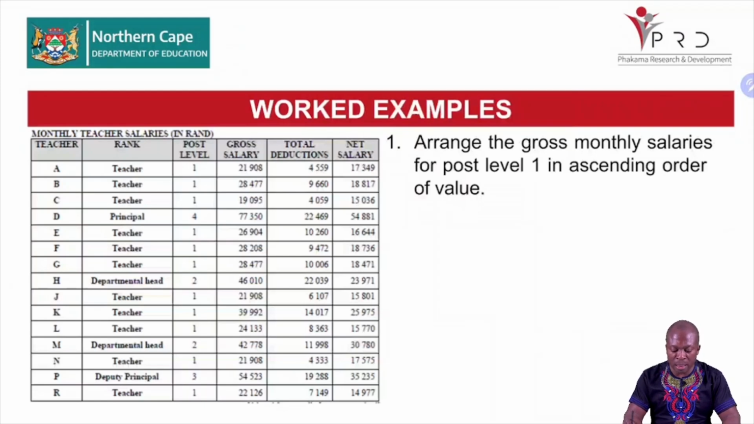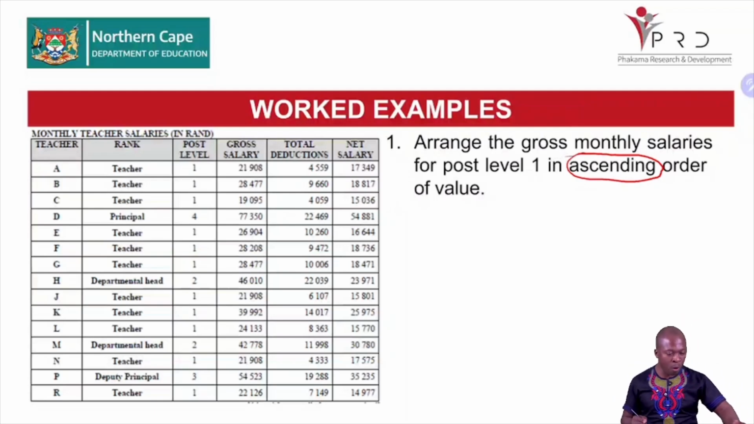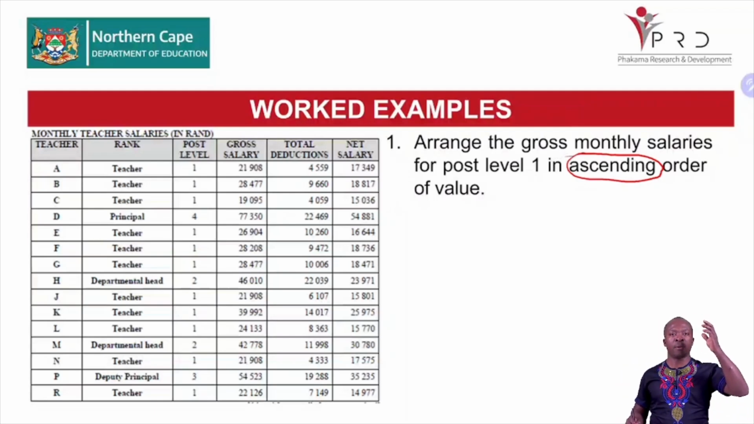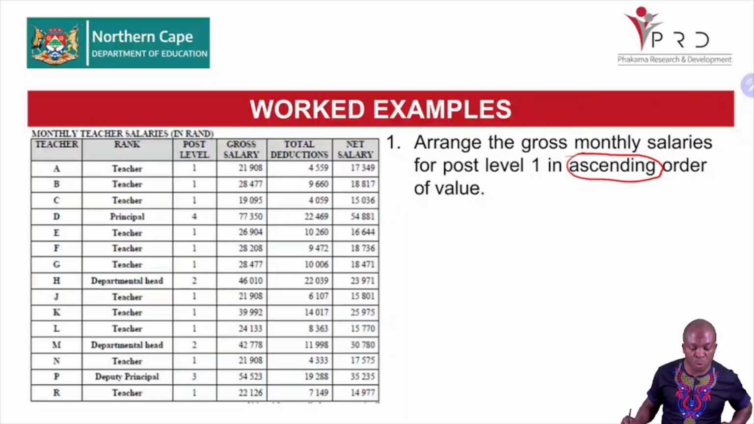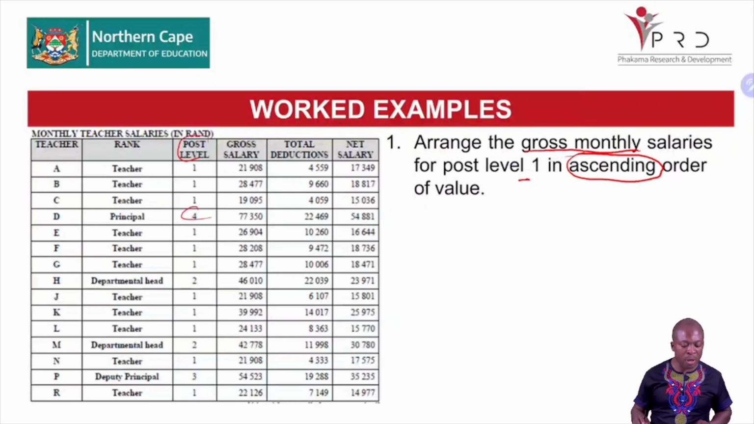Arrange the gross monthly salaries for post level 1 in ascending order. What is ascending order again? From small to big. So I'm giving you 2 minutes, learners. Can we work this one out quickly? We are looking for what? The gross monthly salaries for post level 1. These are post level 1. Meaning when you see post level 4 and stuff, do not include them because we want only post level 1. Yes, 2 minutes. We work and come back.